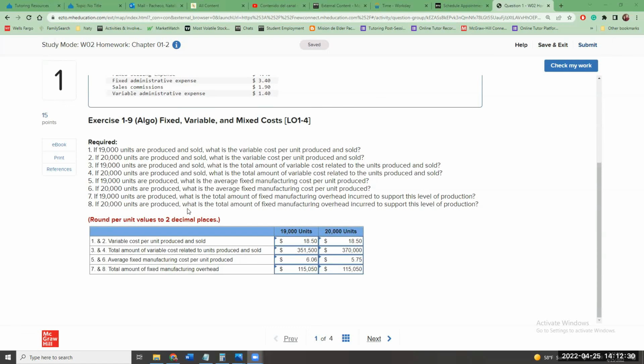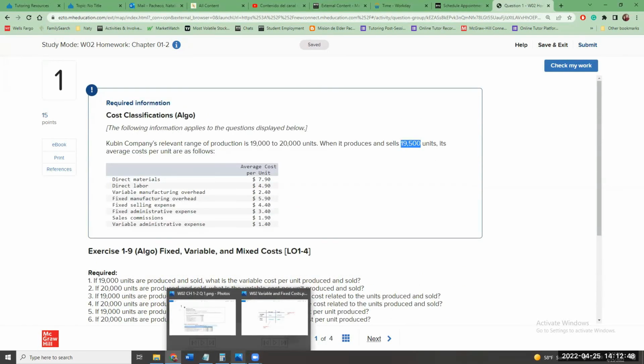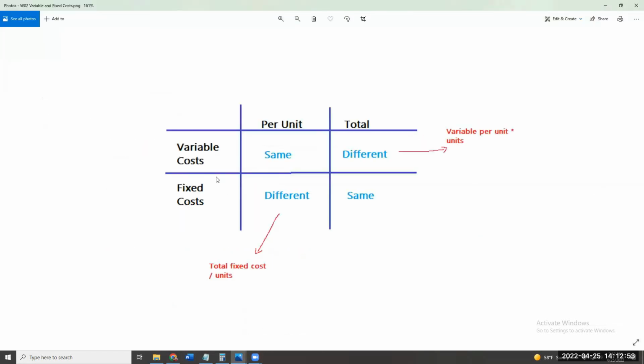So the first question is the variable cost per unit produced and sold for 19,000 units and 20,000 units. This one is based on 19,500 units, but the important thing to know about this question and for this class in total is to remember that the variable cost per unit is always the same. The total variable costs are different because we multiply the per unit cost times the total units.